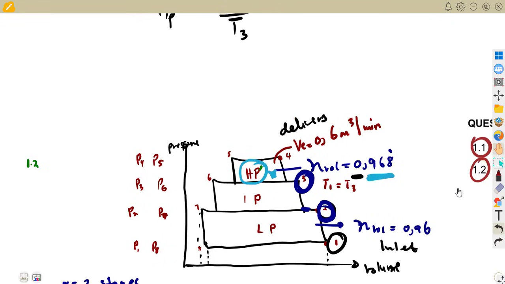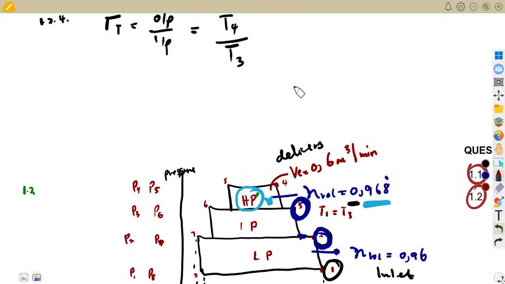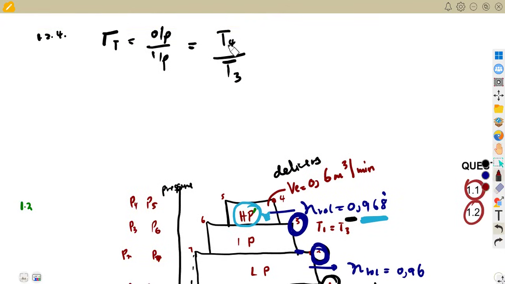So if T1 and T3 are the same, we simply have this as output over input. Instead of us having this as T3, we're going to have this as T1, for the input. Inlet to the delivery. Output, input. So we can calculate T4 from there.